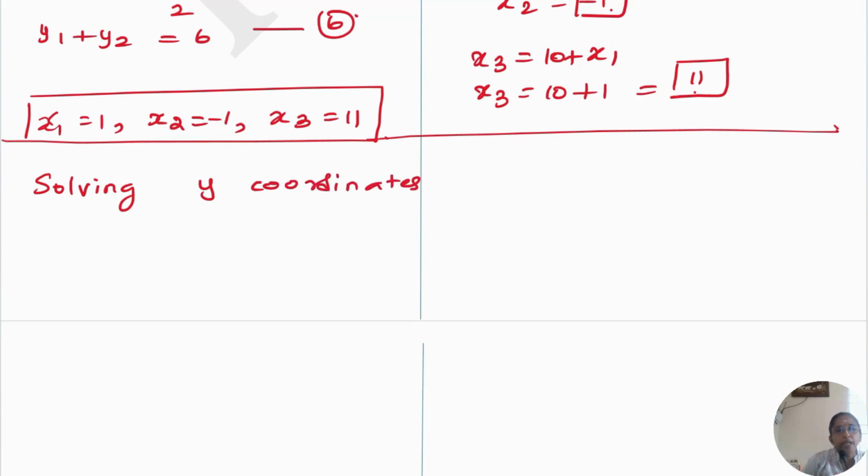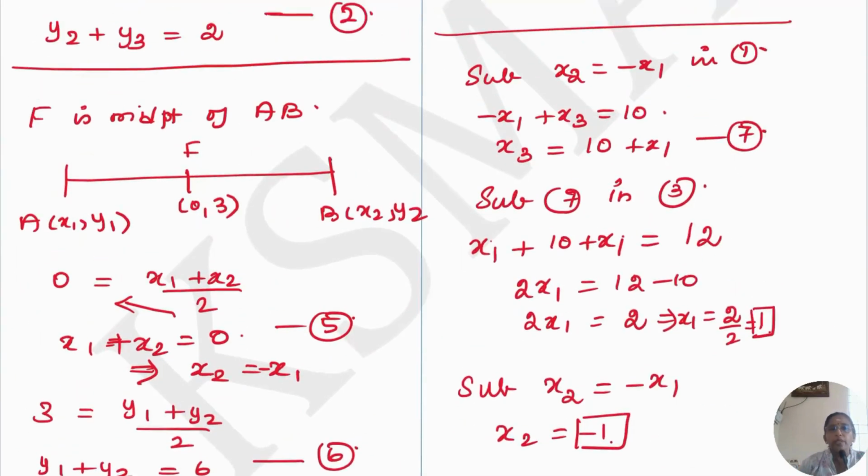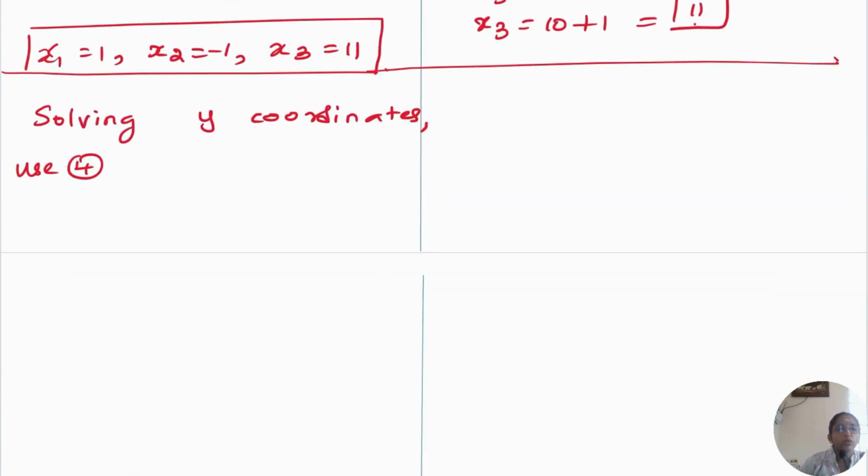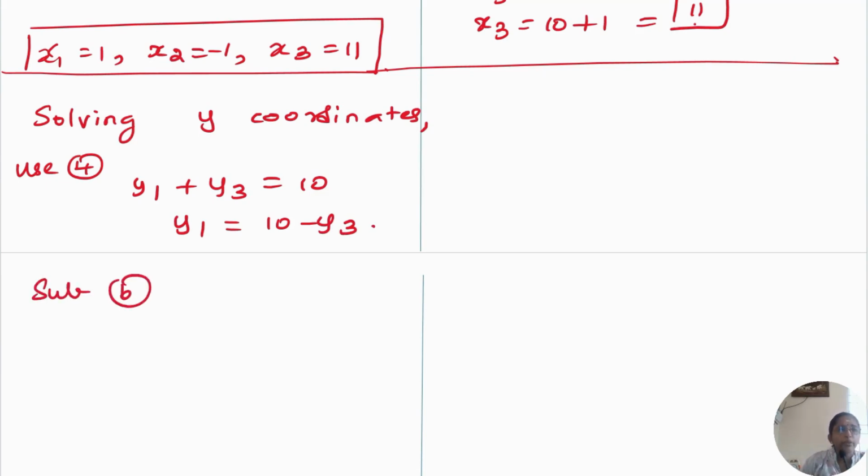In the same way you can substitute one over the other. So now we are going to use our equation number 4. Look at your equation number 4: y1 plus y3 is equal to 10. So y1 plus y3 is equal to 10, in the sense you can derive your y1. So y1 is 10 minus y3. Now substitute this in your equation number 6.